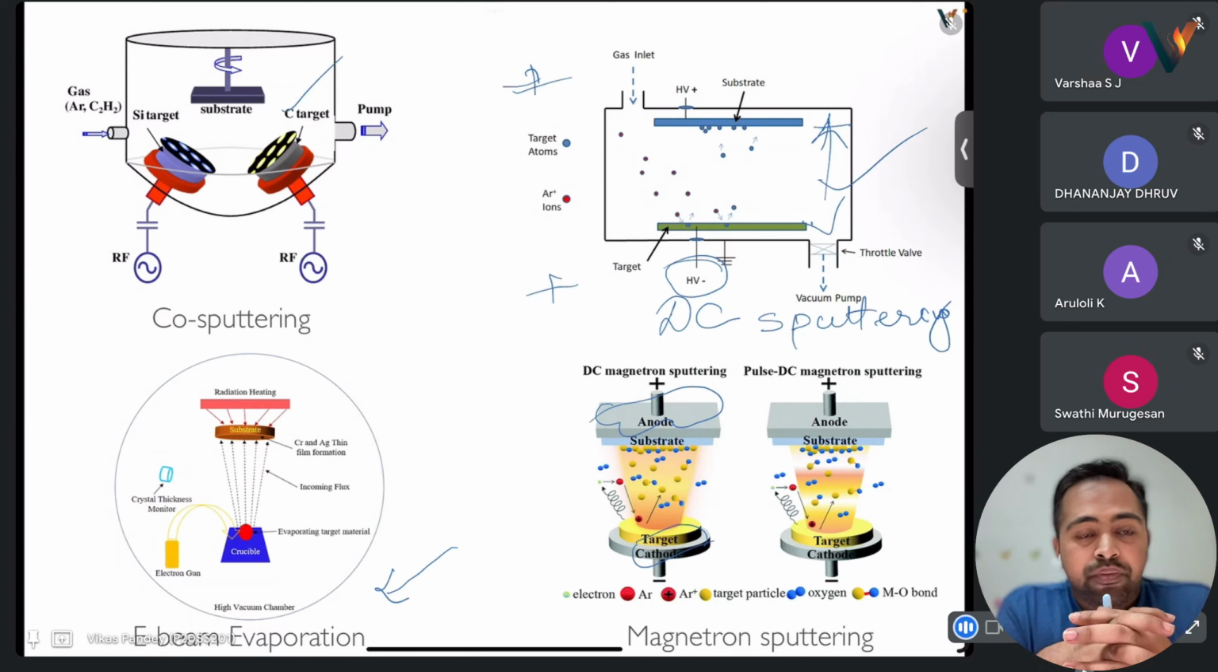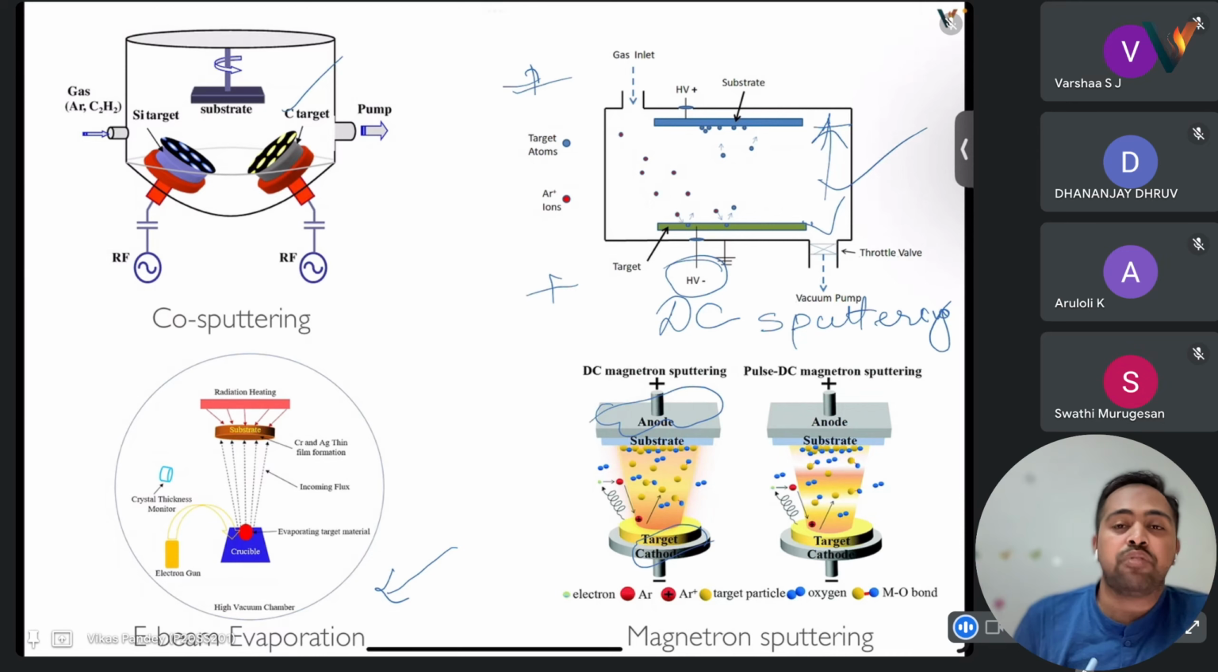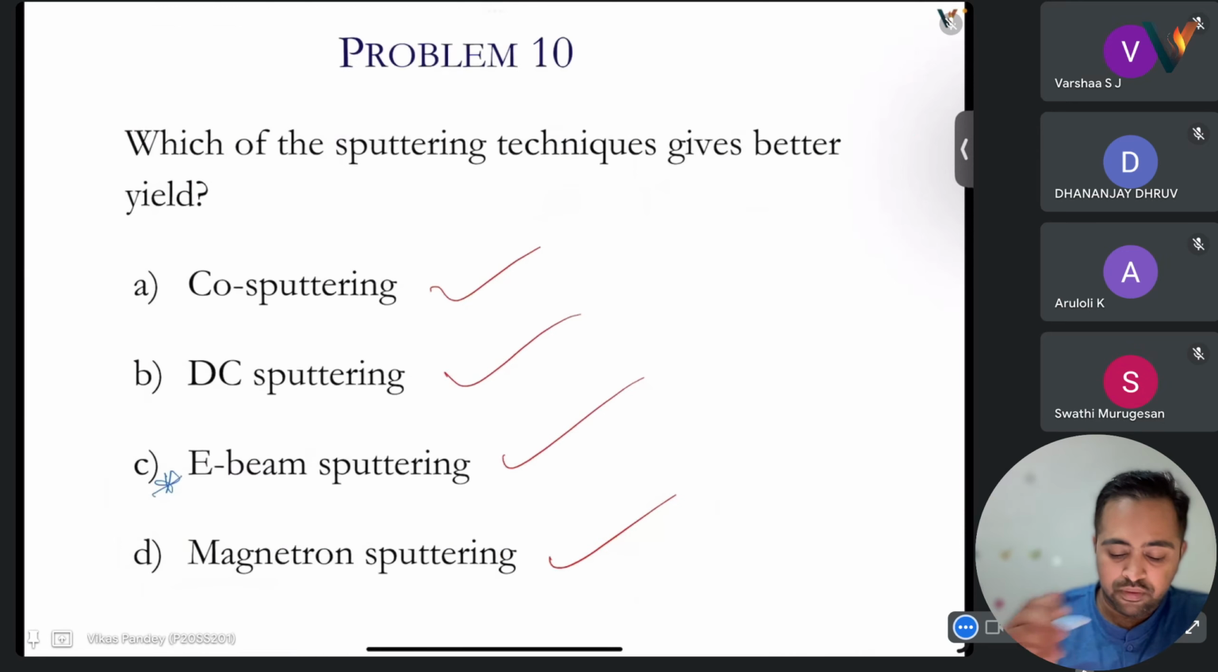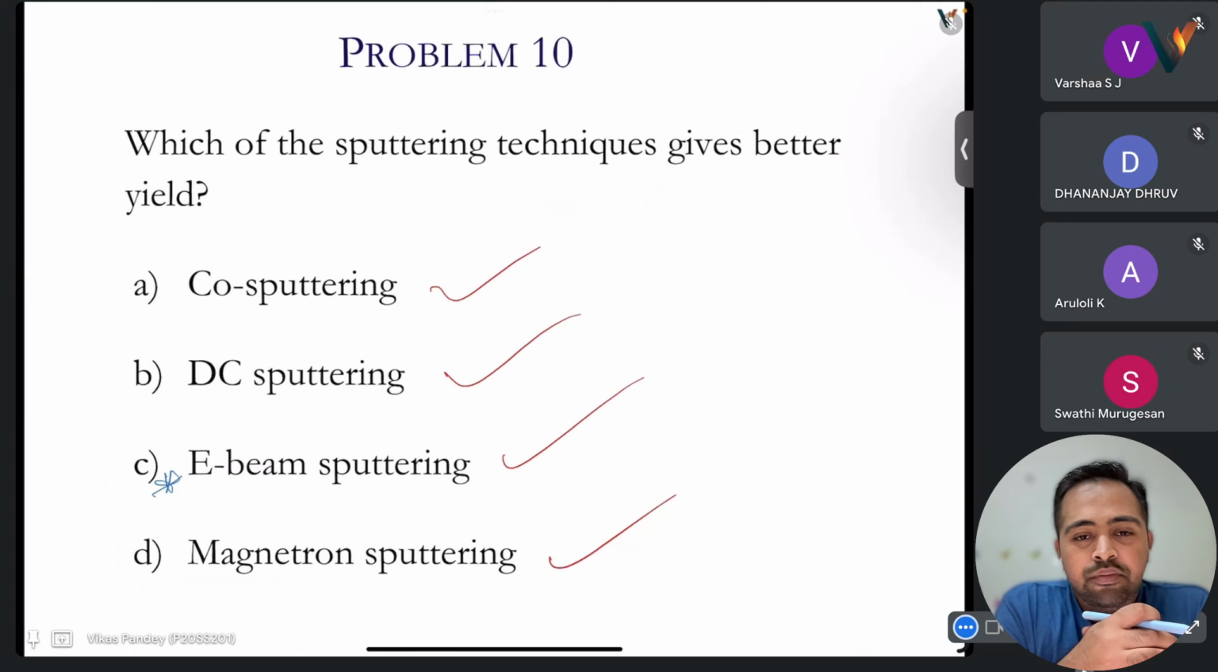So from this, can you tell which one is the best one? Which one will be the fastest one? Anyone?